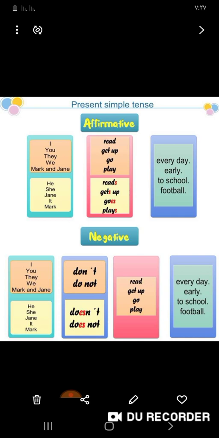For example, I say, I read every day. I go to school every day. But with he, she, it, and any singular noun, I use verb plus s, like he reads every day, she gets up early. Okay, what about the negative? With I, you, they, and we, I use don't plus infinitive, or do not. He, she, and it take doesn't or does not. So this is the form of the present simple.